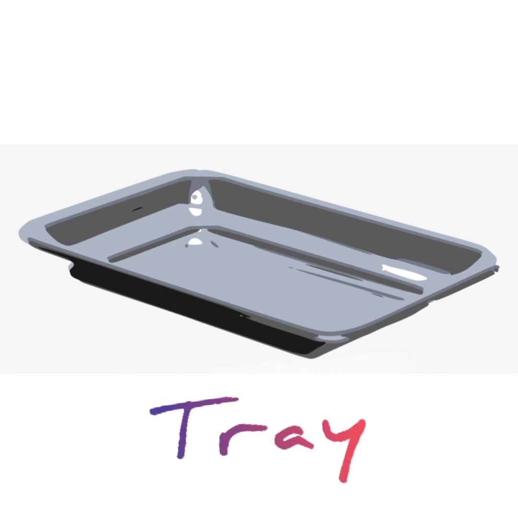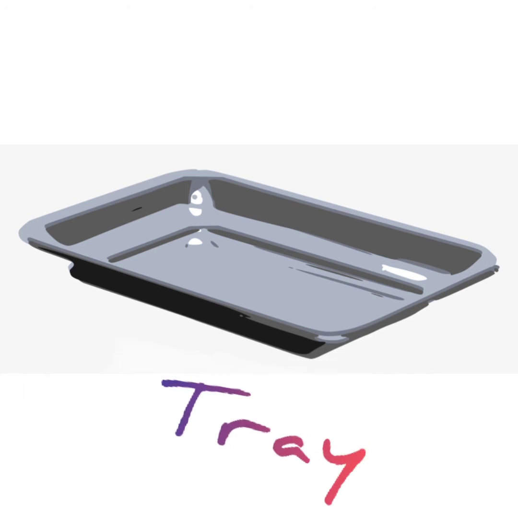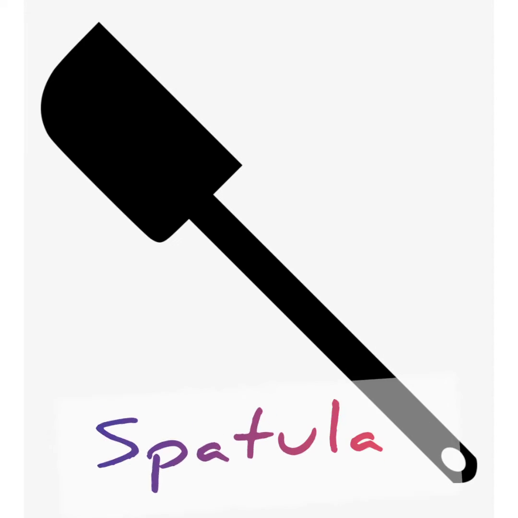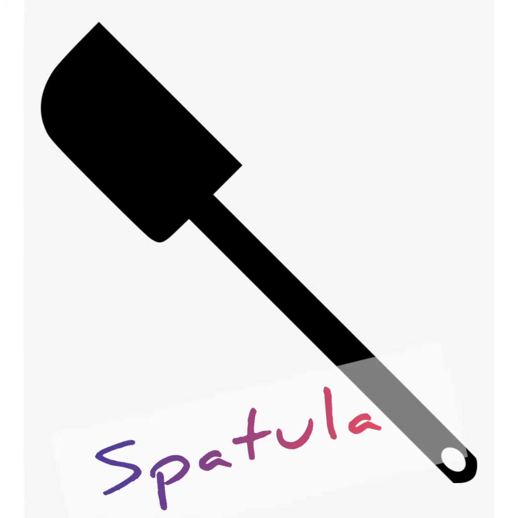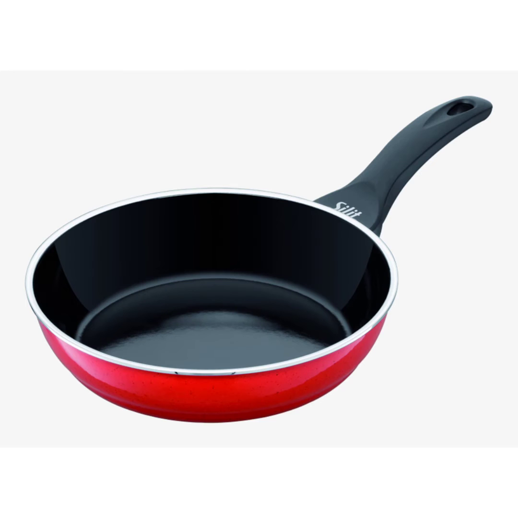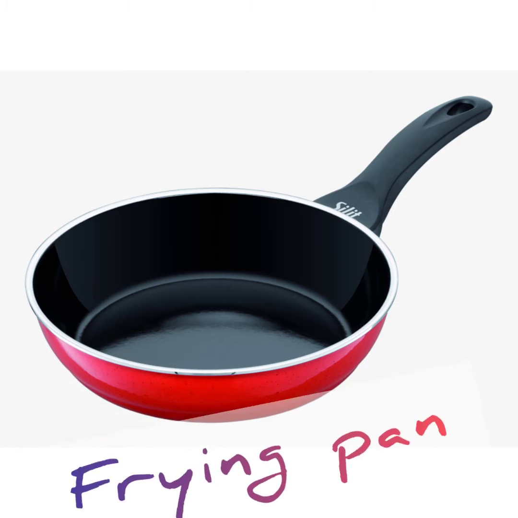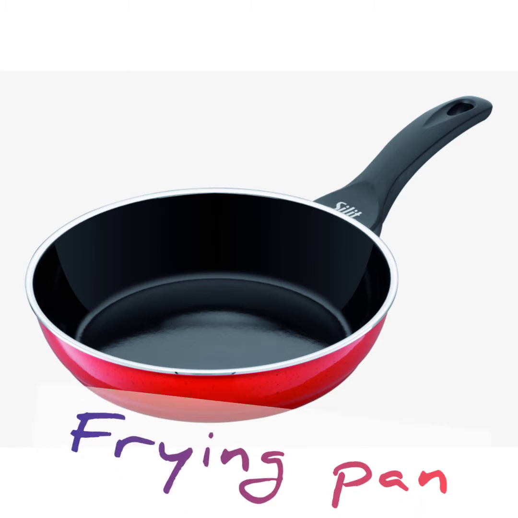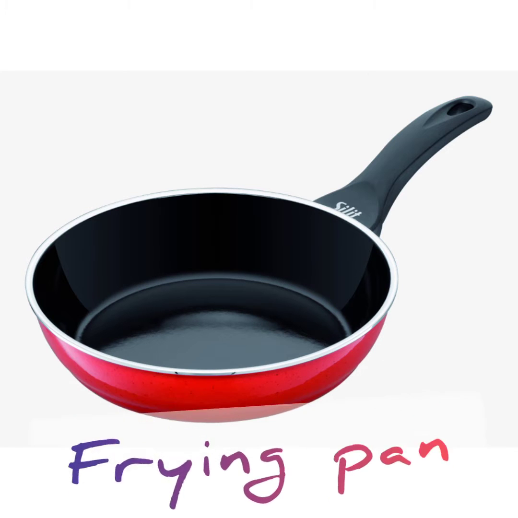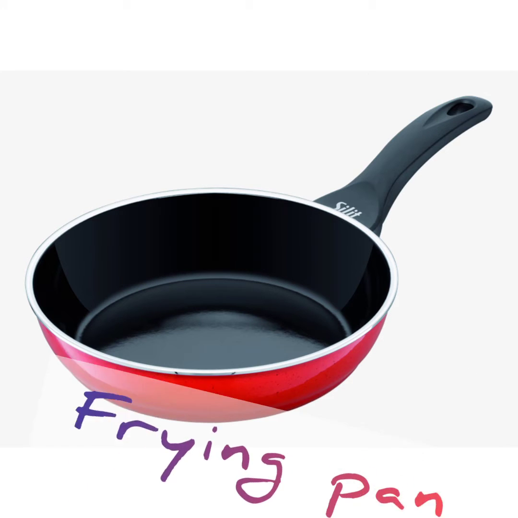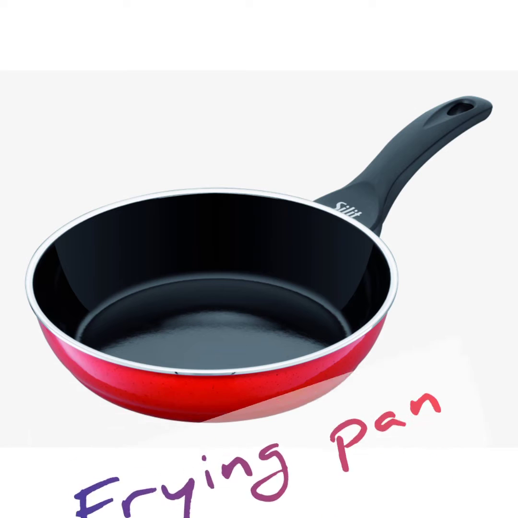Okay, the next thing is spatula. Next is frying pan. Mama uses this frying pan for frying many things like nuggets, eggs, rolls, many things.